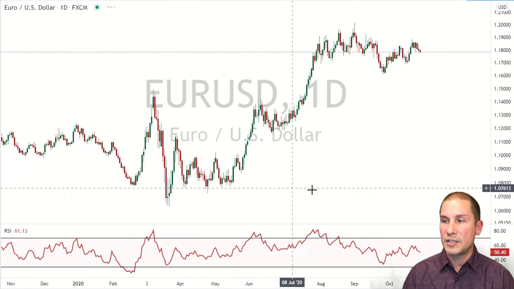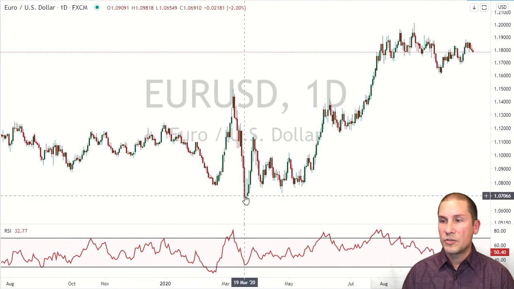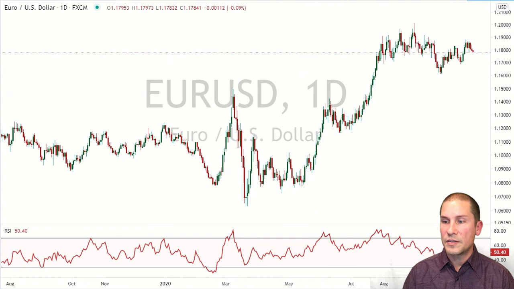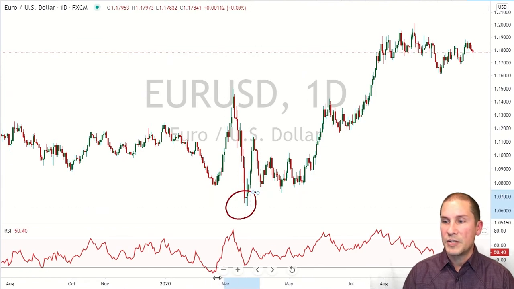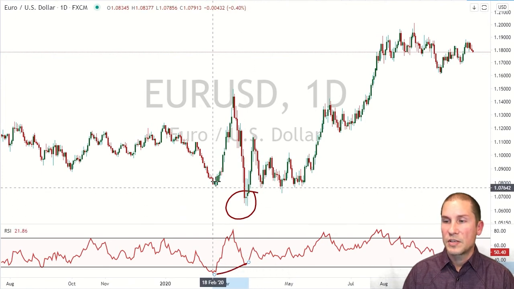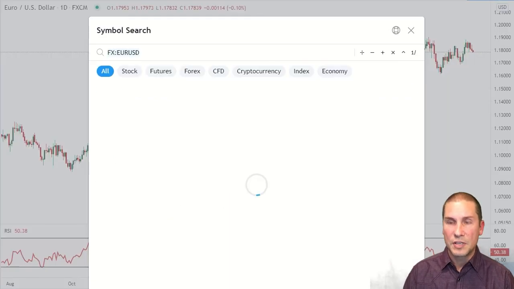Let me try this on a daily. Okay, so here's euro dollar. All right, now this euro dollar, I would consider this to be a B wave right here, this B wave low. And you'll notice that we do have some divergence with this B wave low and the previous swing here. So there was a very clear divergence within euro dollar.